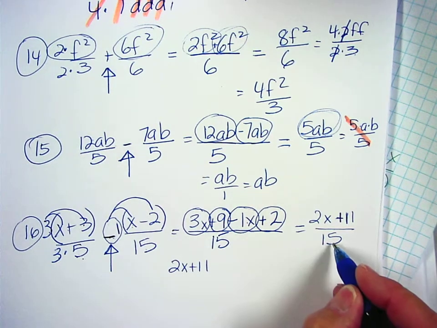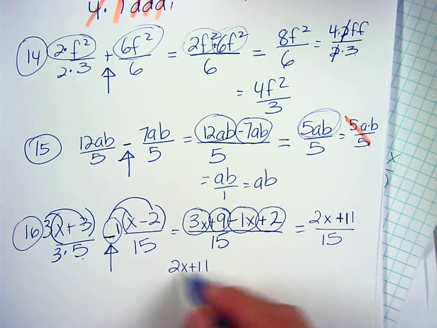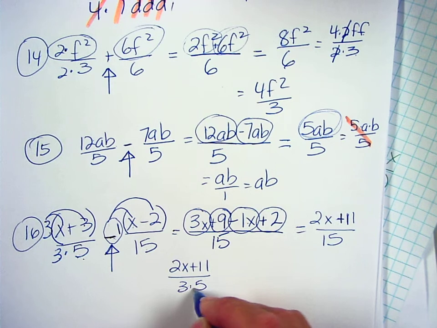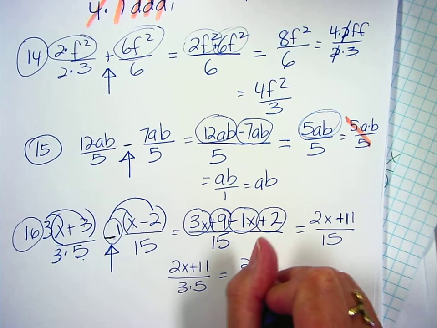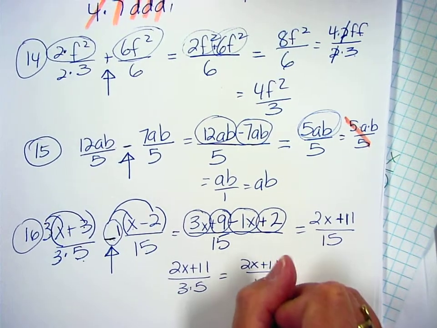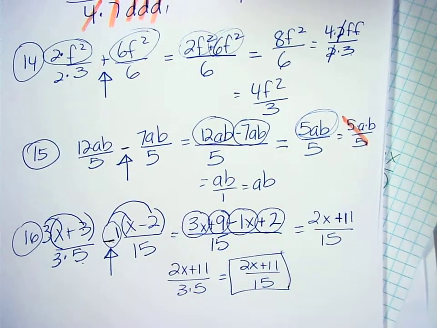Now I could factor this denominator, since it's a monomial, and call it 3 times 5, but that's not going to help me because I don't have a factor of 3 or 5 in my numerator. So I'm just going to put my 3 times 5 back together, and that would be my final answer. Okay? Groovy, kids.